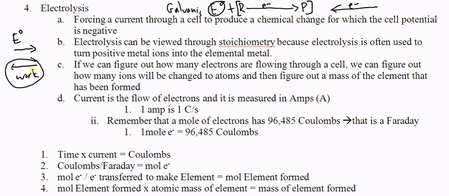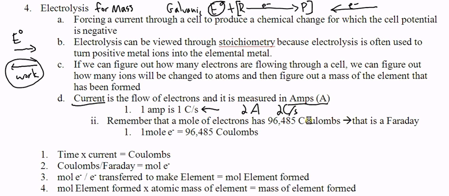So in any electrolysis problem, things we want to identify, especially in electrolysis for mass problems, we want to identify the current. Current is typically measured in amps, and an amp is coulombs per second. So 1 amp is 1 coulomb per second. 2 amps would be 2 coulombs per second, and you can see the trend that's occurring from there, I hope.